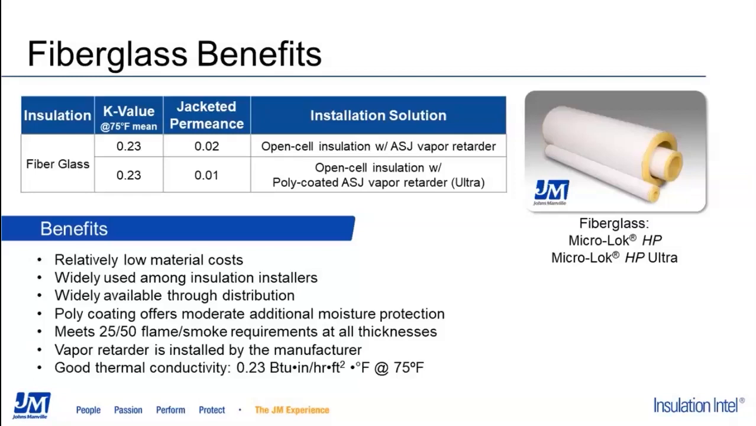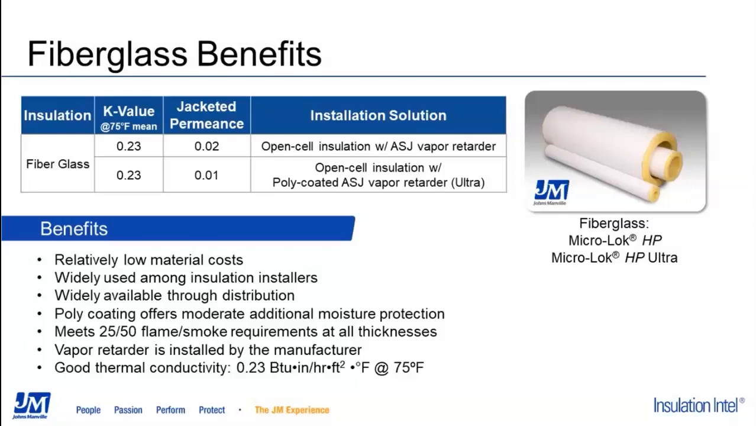The benefits of fiberglass are that it is a relatively low-cost material. It's also widely used amongst insulation contractors, which is important because there's widespread familiarity with proper installation practices. Fiberglass is also widely available through distribution, so it's very accessible for insulators to purchase. The poly-coated ASJ also provides additional moisture protection.